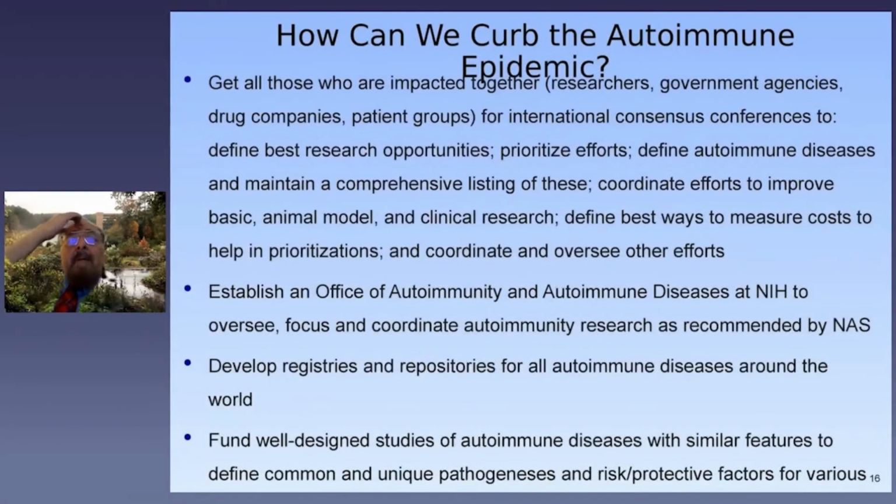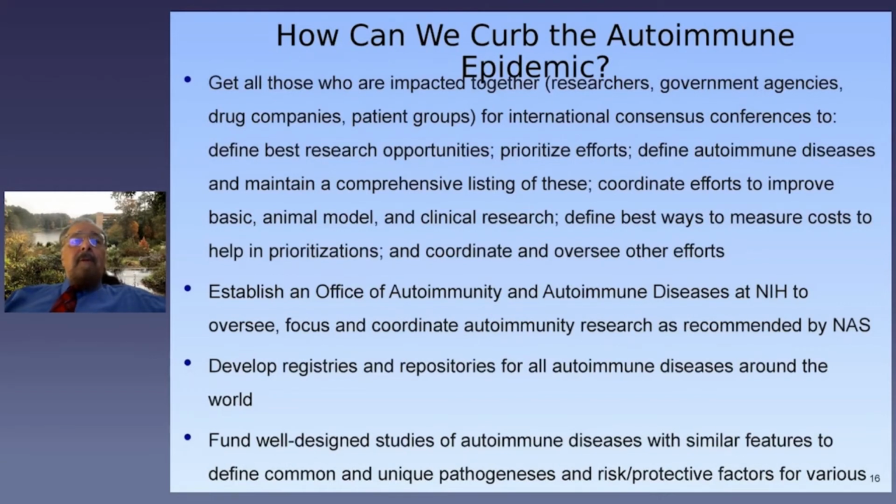So how can we curb this autoimmune epidemic? Well, I think first of all, we need to get everyone who is impacted working together: researchers, government agencies, drug companies, and patient groups, to develop international consensus on how we can best define the best research opportunities, how we can prioritize our efforts, how we can even define autoimmune diseases, because we really don't have a well-accepted definition of these, and we don't even know which diseases are actually autoimmune right now. We have differences of opinion on that.